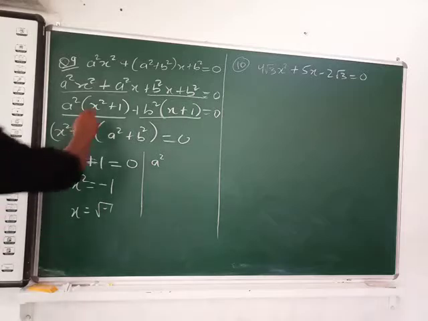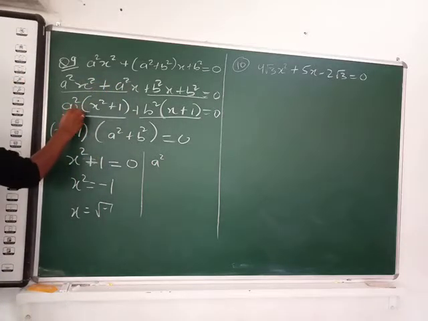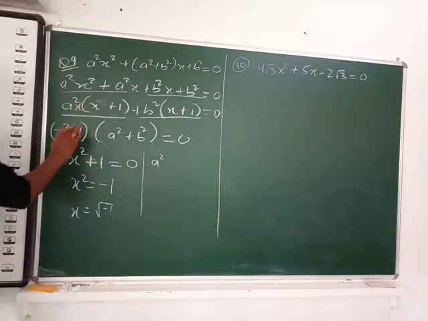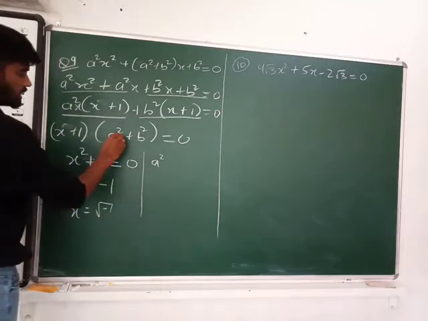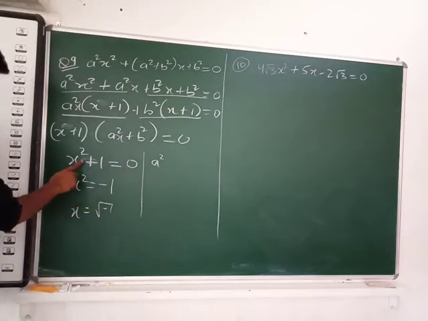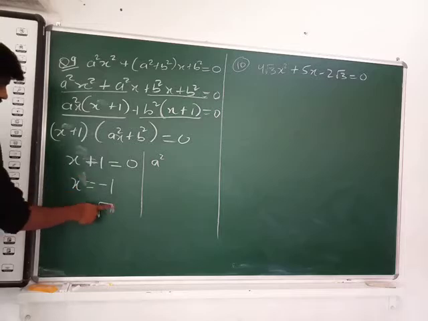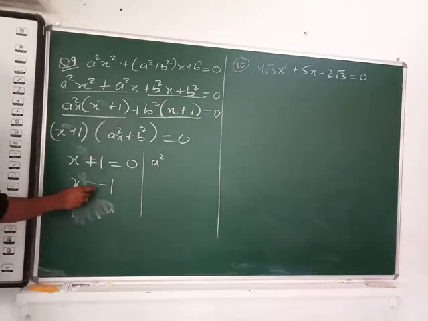Sorry, x was also common in this. If you guys see, x was also common. So I'll take x outside. So this is not x square. It's only x. And here it's x also. So ये x square नहीं है, तो मेरा आंसर क्या है? Minus 1. My answer is minus 1. X equals to minus 1.